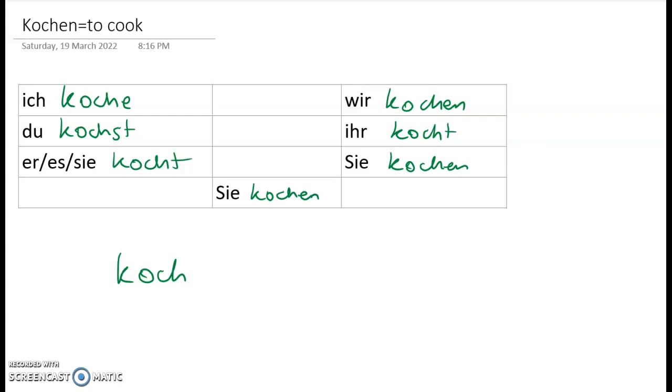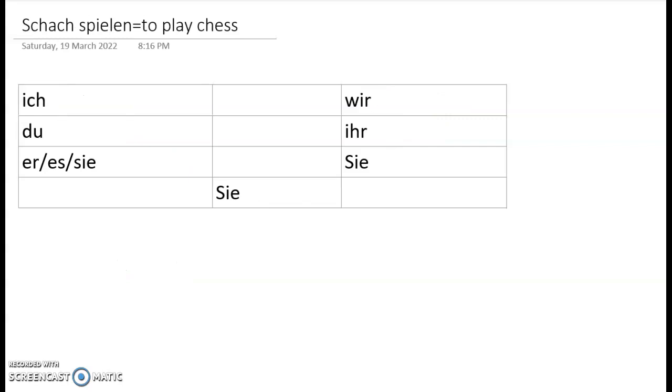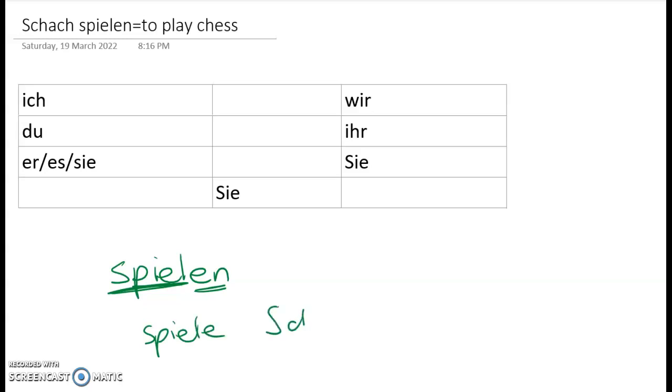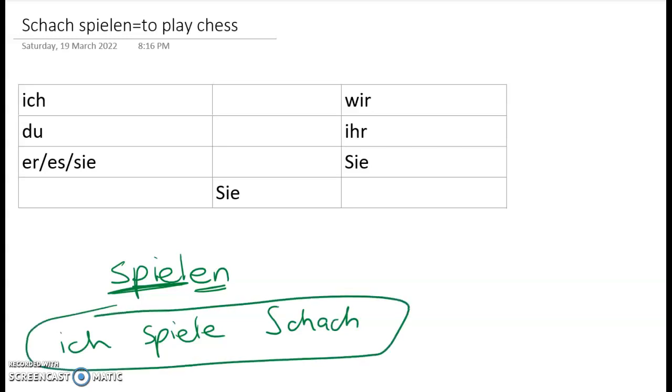I thought we'd add in playing chess and playing football before we do some practice. So if you want to say I play chess, the verb to play is spielen. Spiel is the stem, and then en is the infinitive ending. So to say I play chess, ich spiele Schach. Now just notice that when we write that very basic sentence, the verb is in the second position, and that's going to be something we come back to and talk about shortly.